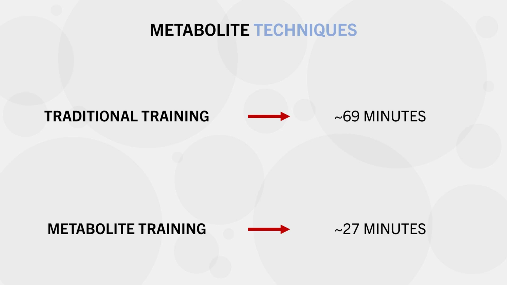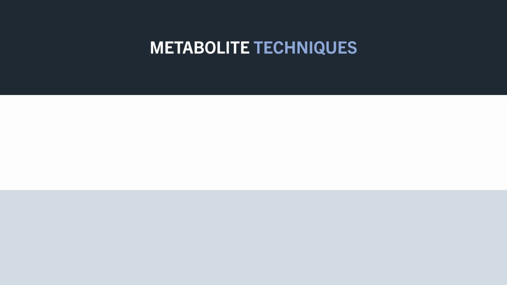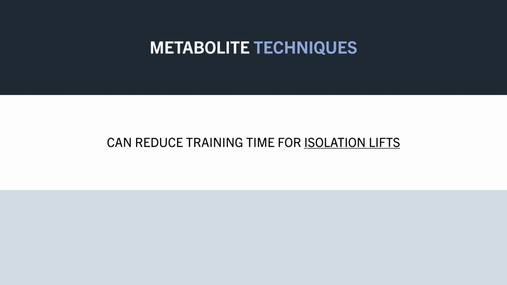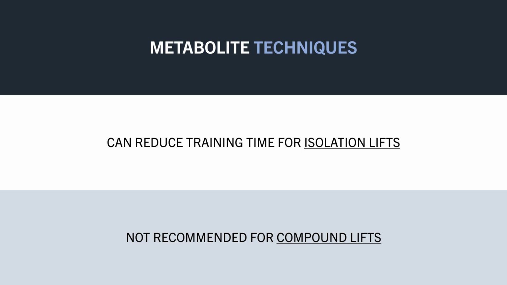So as we can see, metabolite style training can drastically reduce training time while providing an equivalent or even superior stimulus. However, it should be noted that this is only really recommended for isolation lifts like bicep curls, calf raises, or tricep extensions, but not for compound lifts like squats, pull-ups, or deadlifts.